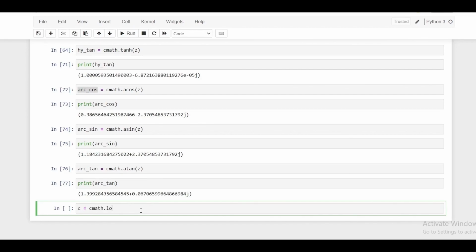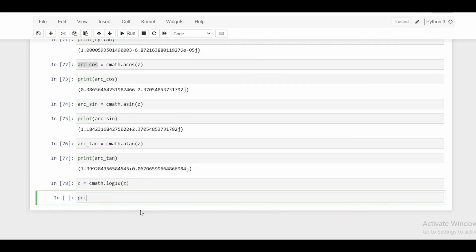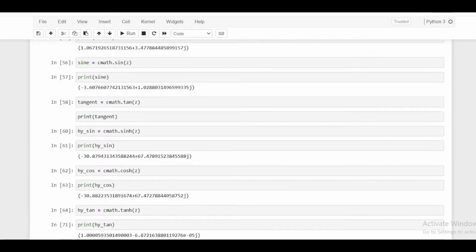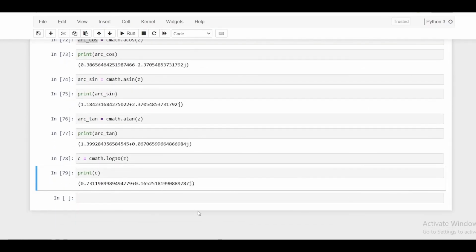So let us have a constant c and let us find the base 10 log of a given complex number. So let's find the base 10 logarithm of our complex number z. So here we found it to be 0.731198 plus 0.16525.